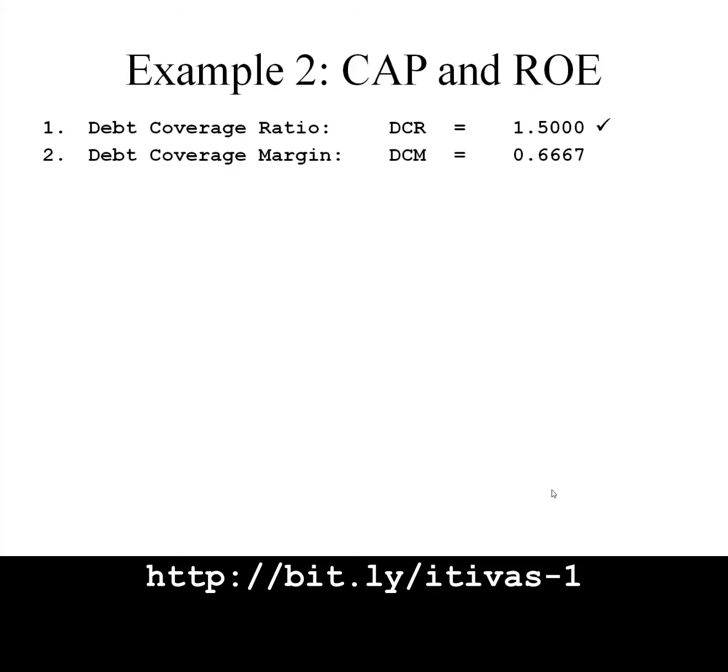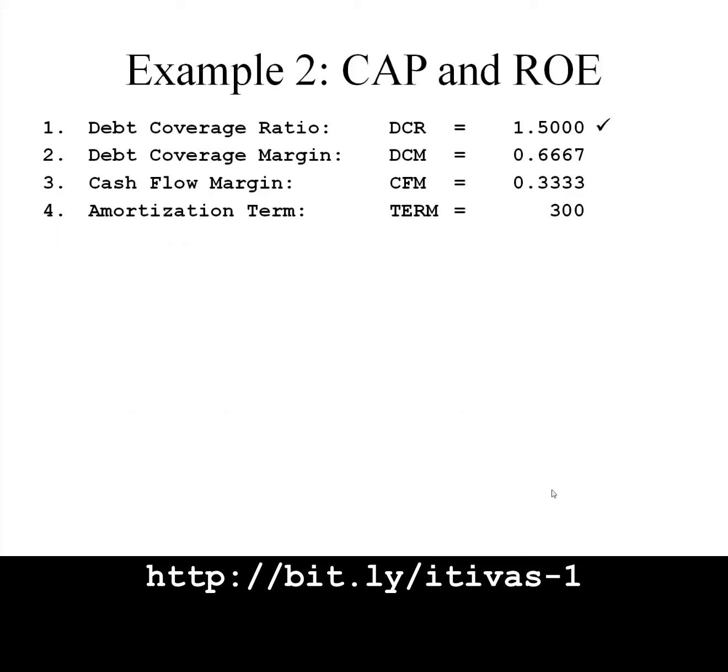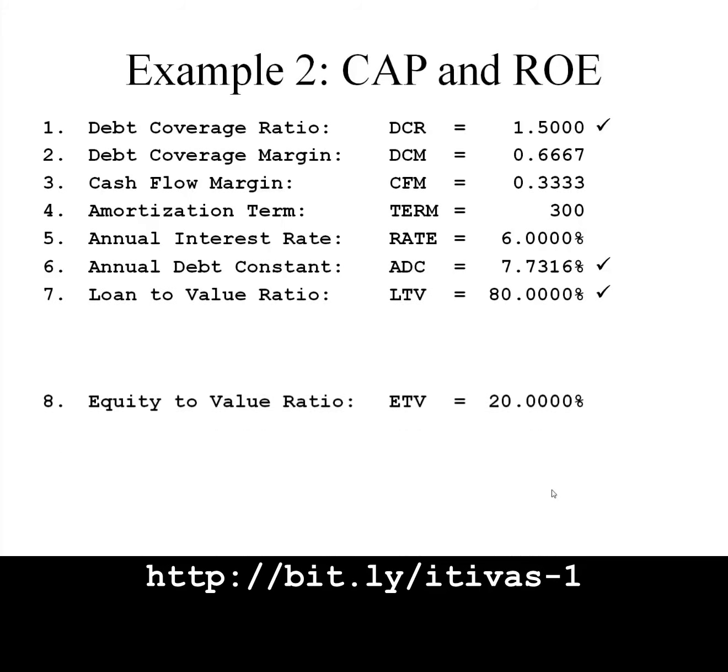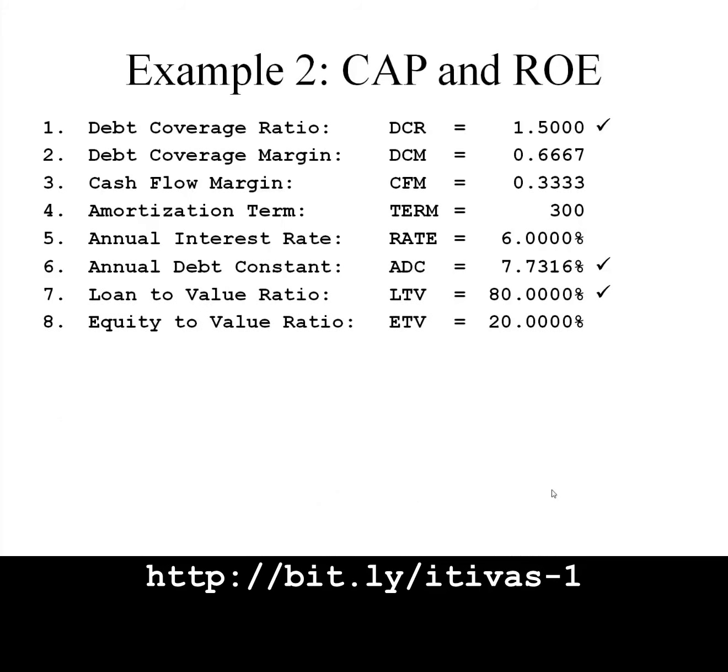Example 2, cap and row. There is only one change in this example from example 1, and that is the debt coverage ratio has been increased to 1.5. Now the debt coverage margin and the cash flow margin are calculated. Same amortization term, same annual interest rate, same annual debt constant, same loan-to-value ratio, same equity-to-value ratio, same leverage-to-debt ratio.